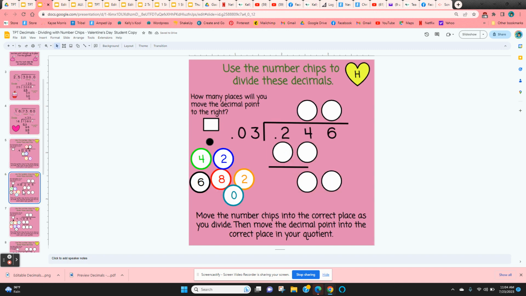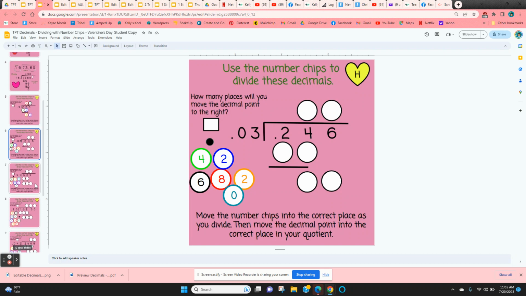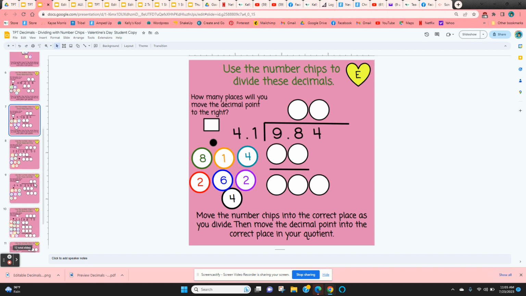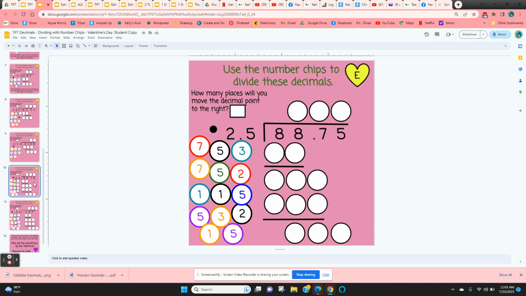Now they're going to do the same thing on every slide. They have all the numbers they need. So if they get to the end and the numbers aren't working, they know they've made an error somewhere and they need to go back and check. So these problems get a little bit more difficult as they go through the slides.